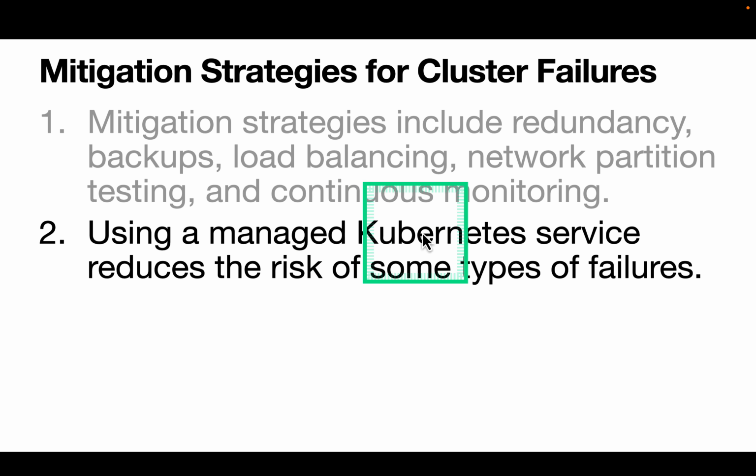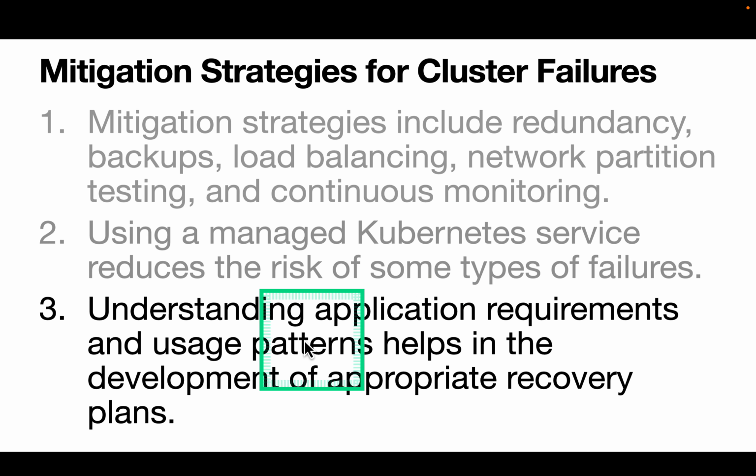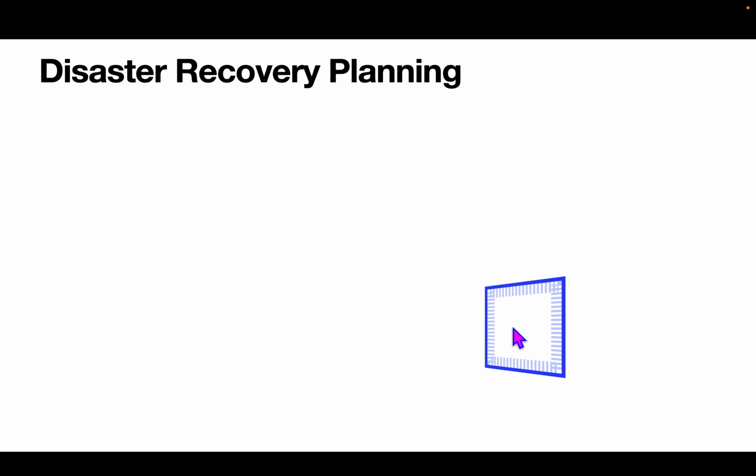can help reduce the risk of some types of failures such as API server crashes or data loss by providing out-of-the-box high availability and automatic updates. Lastly, understanding your application's requirements and usage patterns will enable you to develop suitable recovery strategies. Different applications may have different tolerances for downtime, data loss, or inconsistent state.